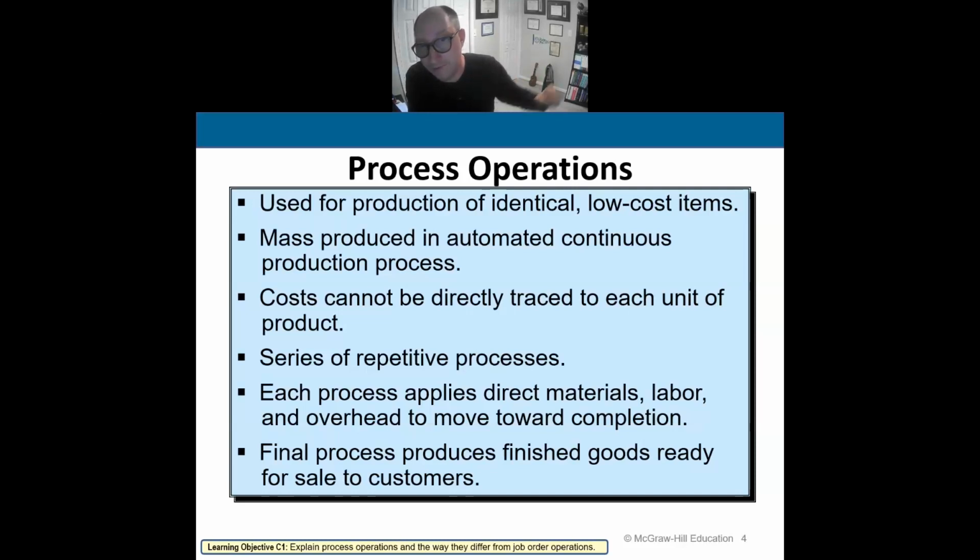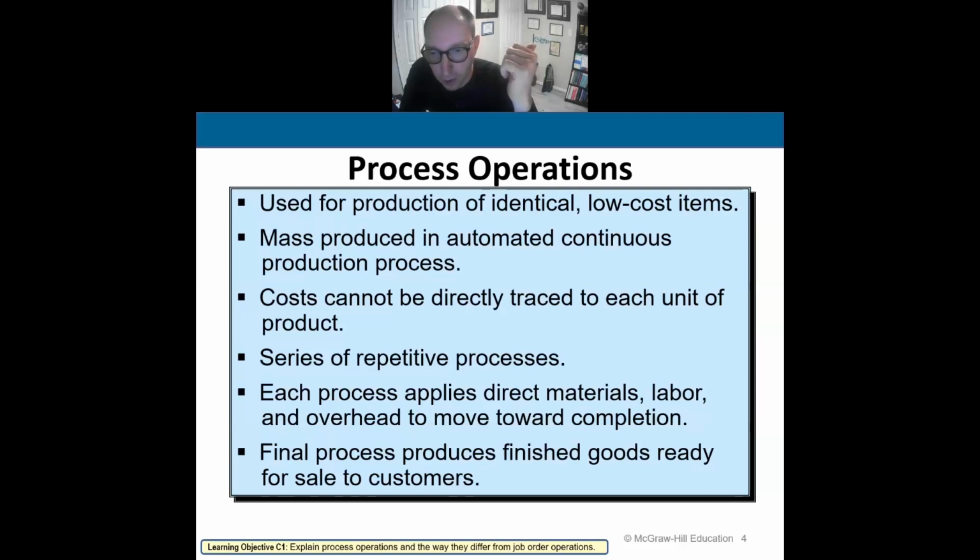We're going to call that department the filling department, and they're filling the bottle with water. And then it moves to the third department. We're going to call that the packaging department, where they put the bottle into boxes. So 3 departments: molding, filling, and packaging. The bottle moves through those 3 departments.